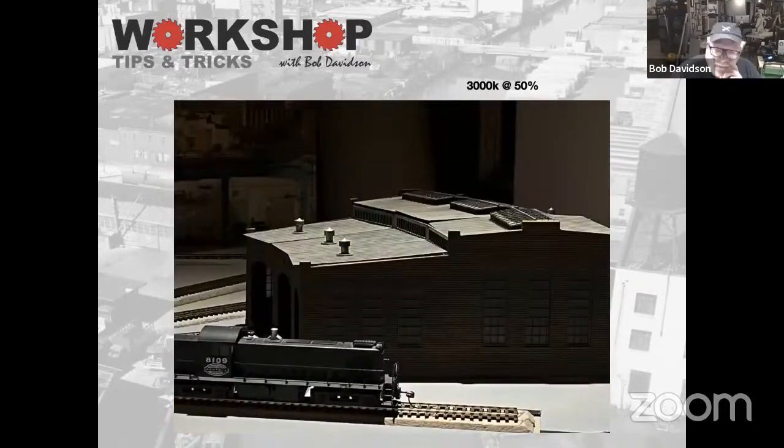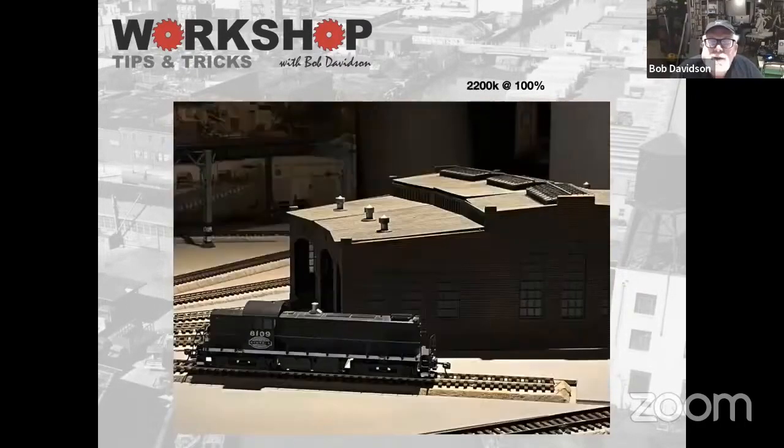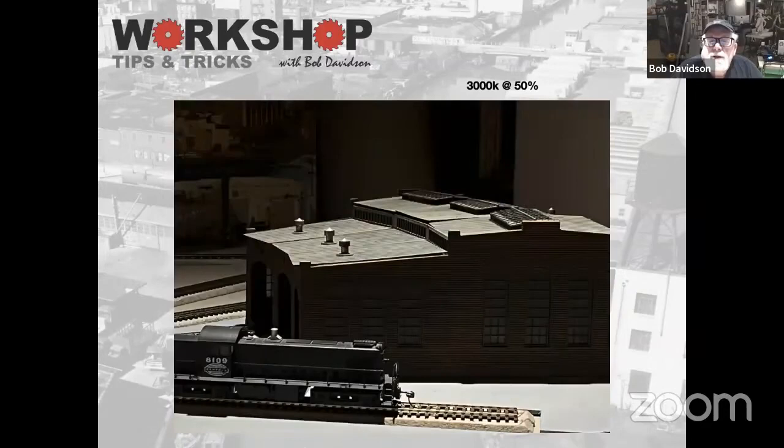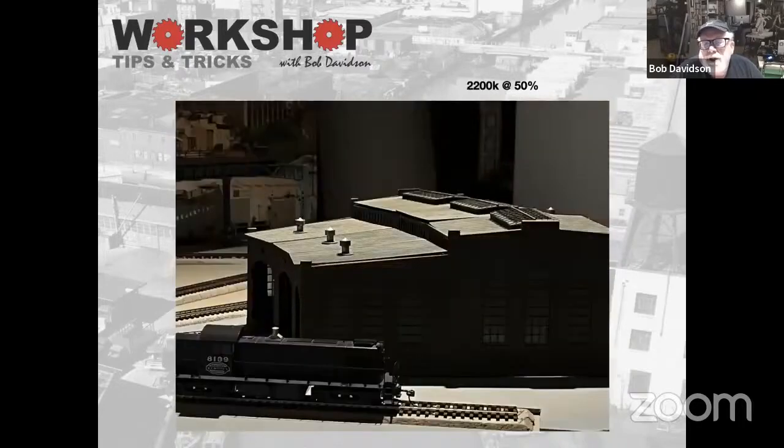Now let's look at that same 3000K lamp at 50%. So I turn the dimmer down, and now you can see some of the detail that comes out. Here's the full brightness. Here's at 50%. So this really does now start to look like moonlight. Here's that same look in daylight. So by playing with levels, you can really affect what details will be shown on your models and in the scenery that you have around your layout.